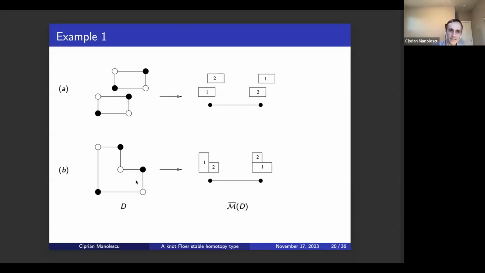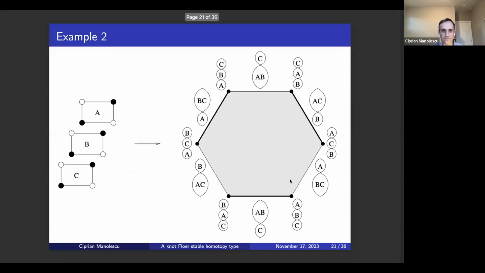If you have this kind of domain, an L-shaped thing, again it's a decomposition of two rectangles, and again you have an interval. If you have three, then you get a hexagon. These are all the possible ways of putting these domains together, and they correspond to permutations. These are the dots, and then you have edges, and then you have the interior.